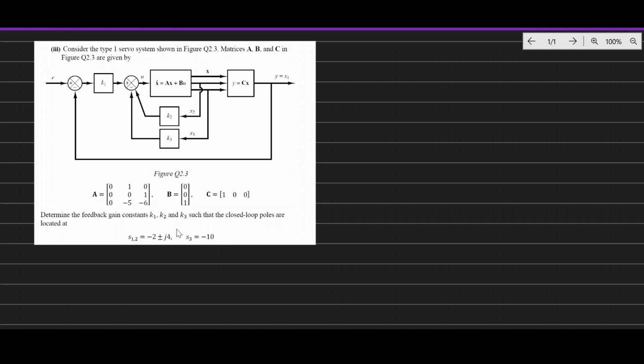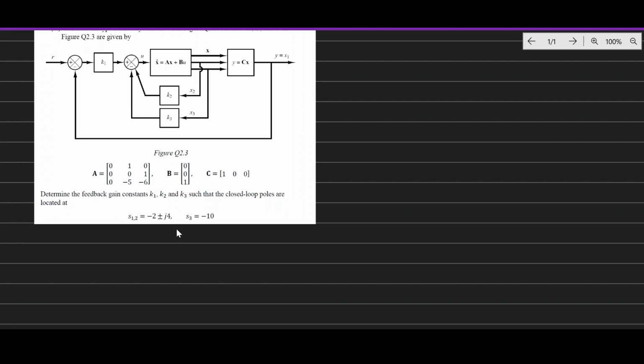So the first pole, I have the conjugate pair of poles, of course. So pole number 1 and pole number 2 are given by that conjugate pair. And then the third pole is at negative 10. So I want to find the gain matrix K. K is a gain constant matrix, and this is the order of matrix K. K is simply a 1 by n matrix.